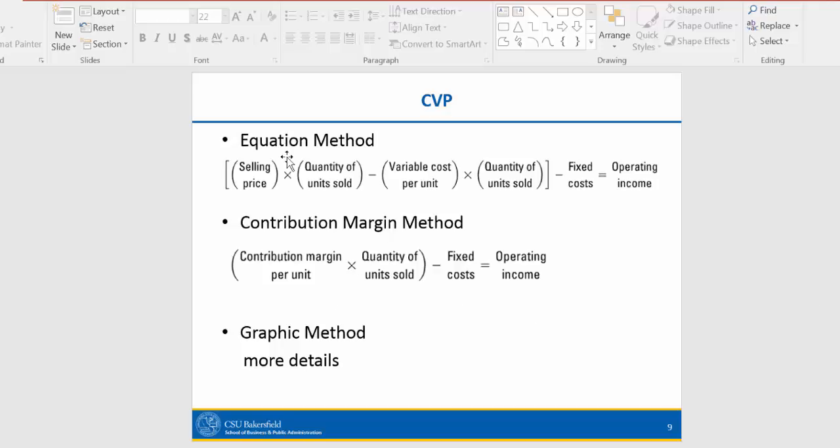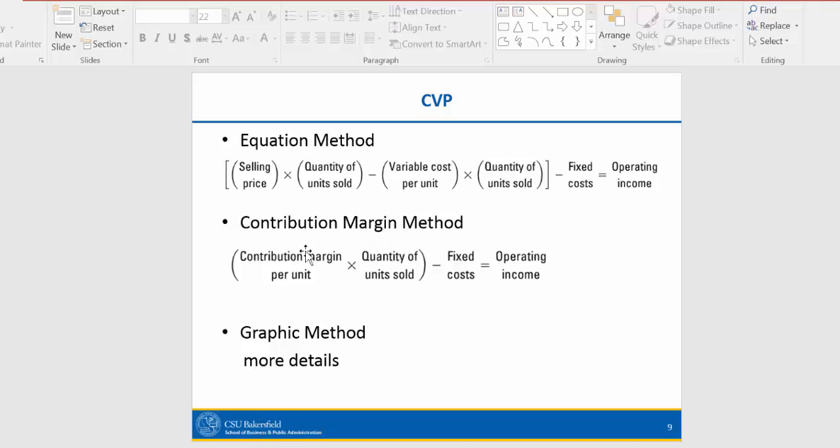The first one is the equation method. This method you can apply to set up the operating income formula. Okay, so this is how you find operating income. You have to have a fixed cost component, and this part is basically the total variable cost, and this is the total revenues. The second one is the contribution margin method.